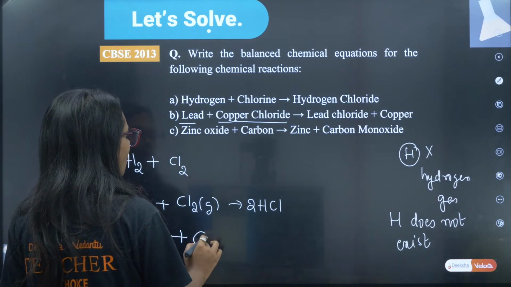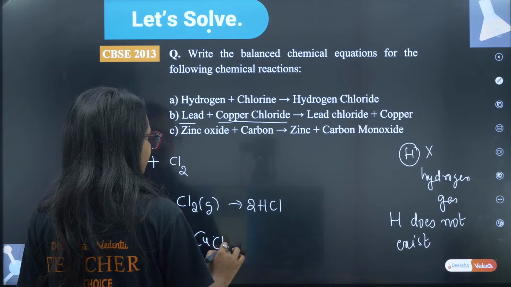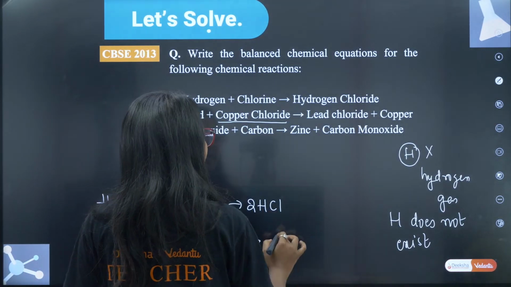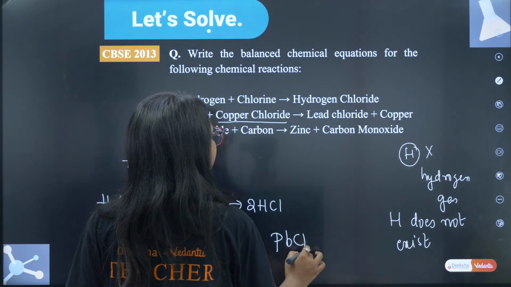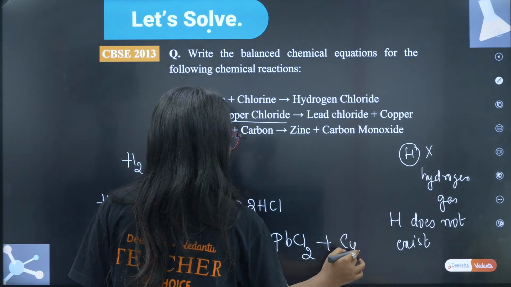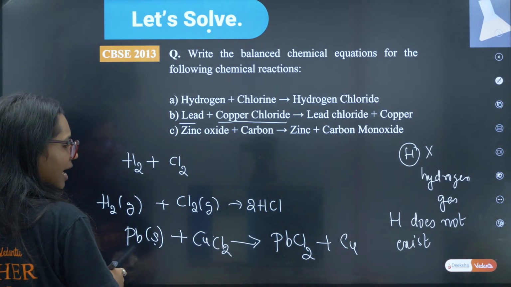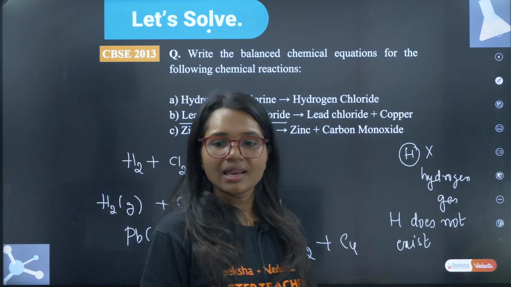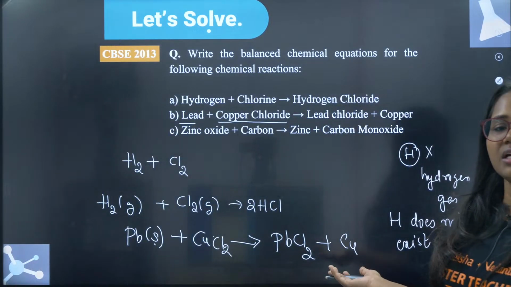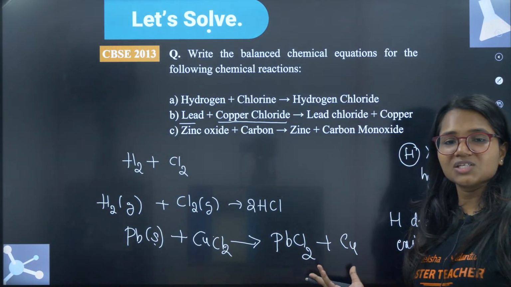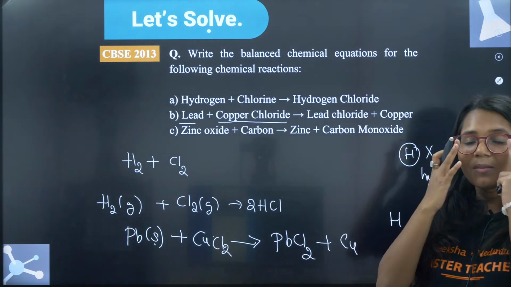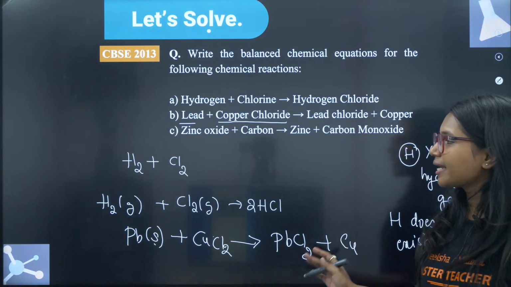Lead plus copper chloride will give you lead chloride. Lead chloride means PbCl2, and copper out. So you just have to balance this reaction. This reaction seems balanced. It doesn't need any modification. My dear student, is the reaction balanced here?